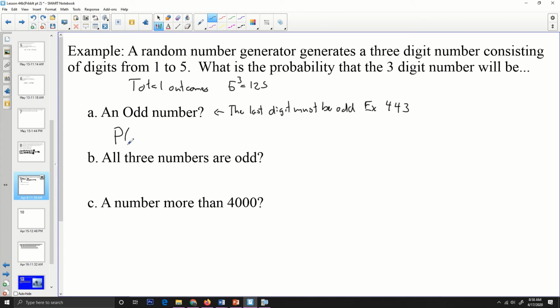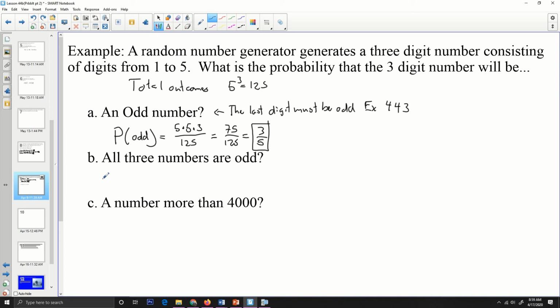So my probability of an odd number is going to be, I know I have 125 total outcomes because I've already calculated that, but I have 5 possible outcomes for the first digit. I have 5 possible outcomes for the second digit, but from 1 to 5, 1, 3, and 5 are the only odd numbers, so I'll have 3 there. And so 5 times 5 is 25, times 3 is 75, so I have 75 over 125. So let's see, 25 goes into both of them, so I have a 3/5 chance of it being an odd number. Now, that's not the only way to calculate that, but that gets us pretty close.